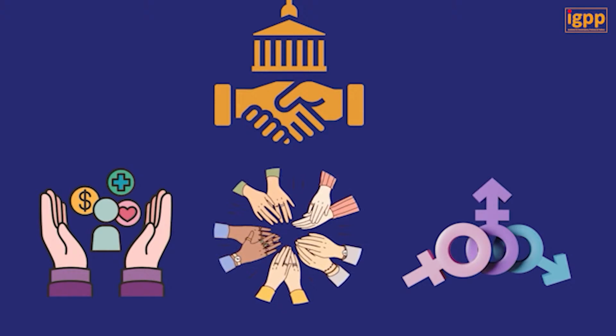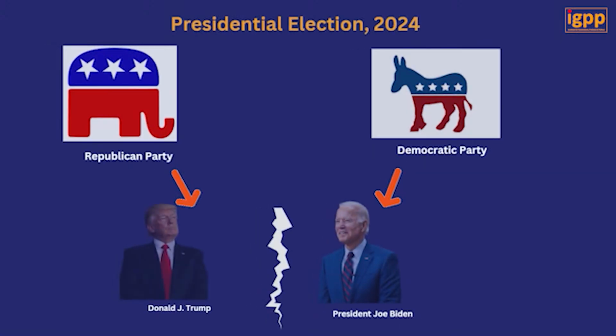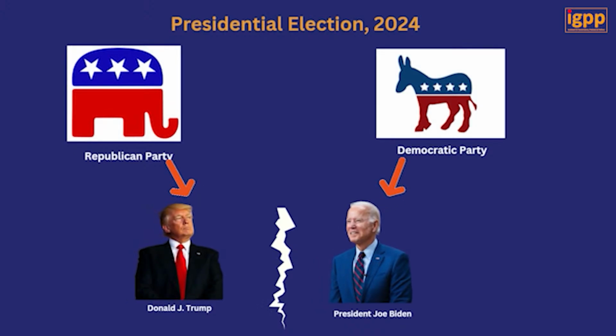In the presidential election 2024, the Democratic Party is represented by incumbent President Joe Biden, who is being challenged by his Republican rival, former President Donald J. Trump.